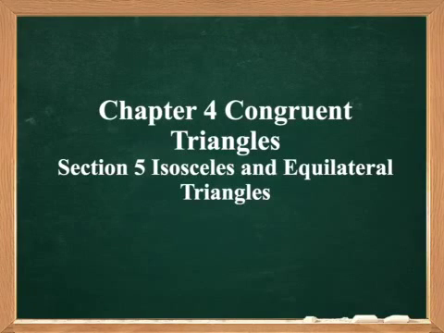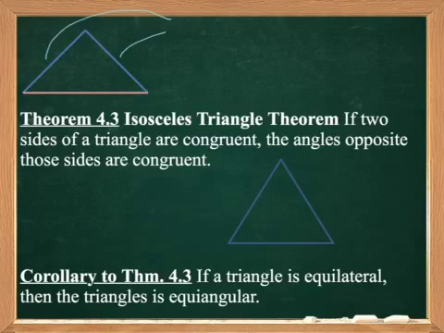Chapter 4, Section 5, Isosceles and Equilateral Triangles. So the composition of this chapter is a lot of theorems, but they're theorems that are going to give you shortcuts when you're doing proofs. So just to talk a little bit about triangles.